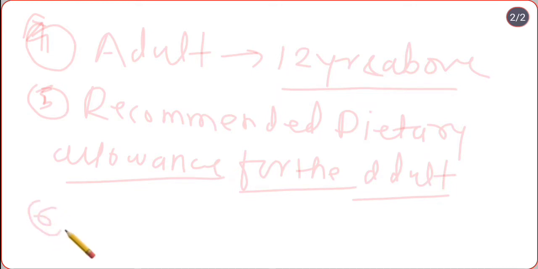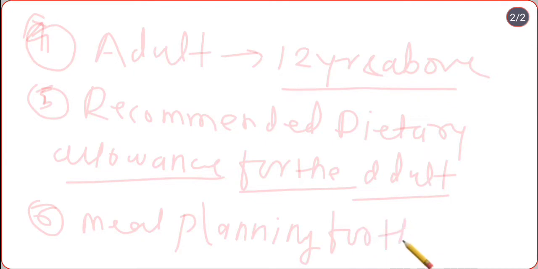After this recommended dietary allowance for adults, we start meal planning for the adult, our main topic. This is the sixth point. Next point is what?